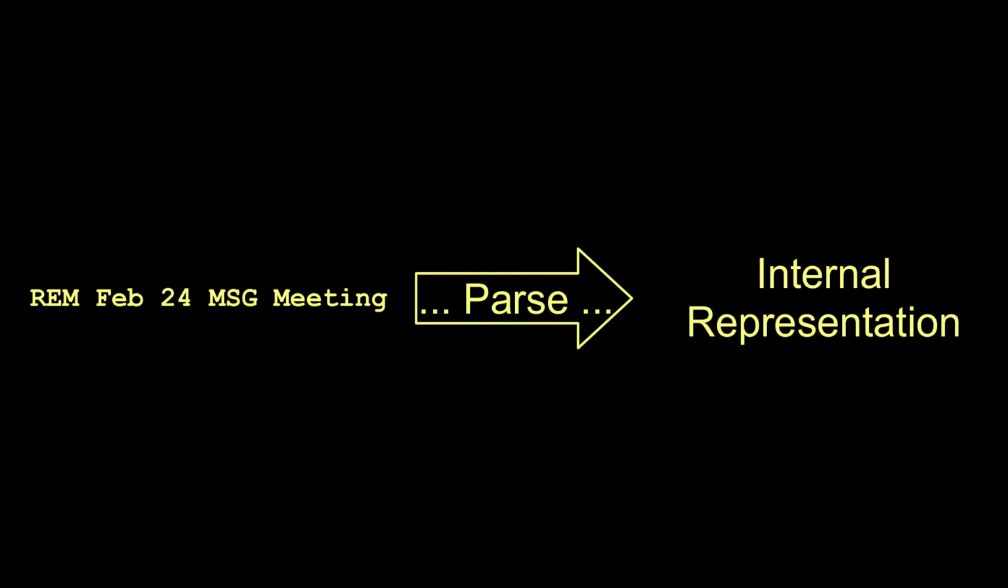One last bit of business before we can get into the workings of the remind algorithm has to do with parsing. When you create a reminder file, you might create something like rem February 24th message meeting, which is a convenient representation for human beings, but not so convenient for computers. So what remind does is it parses the input with a special module called the parser, and it converts it into an internal representation that is more convenient for a computer to deal with.